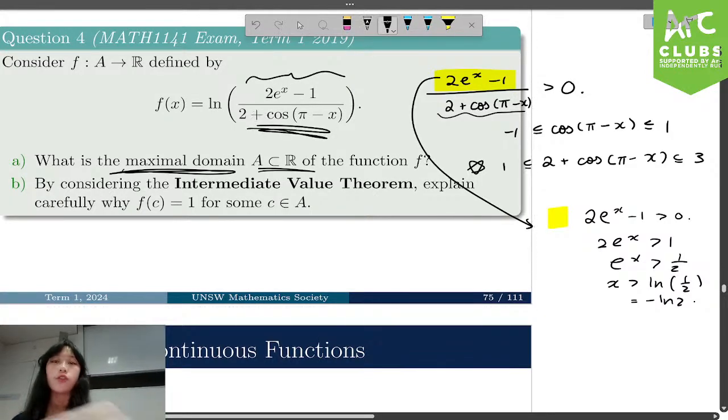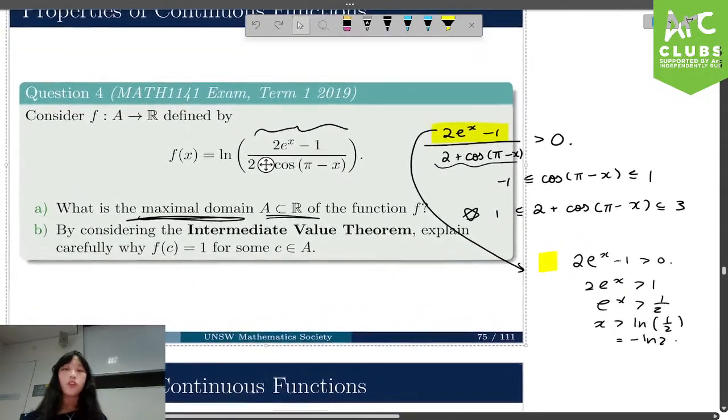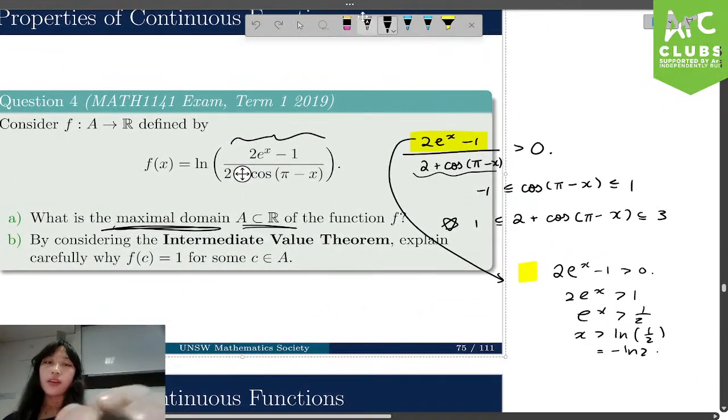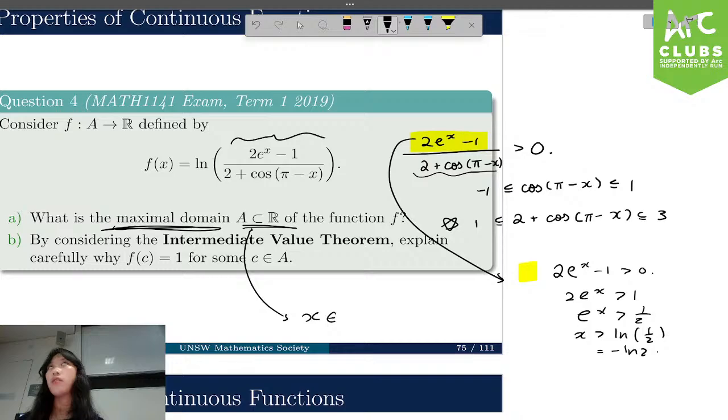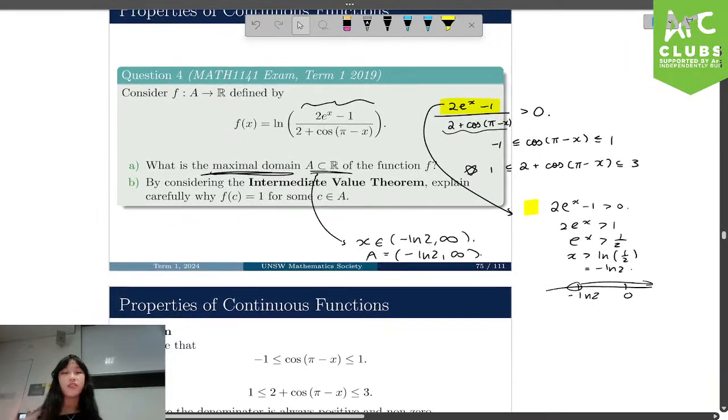It's mainly just making sure that whatever's inside the log function is positive. If we want to write our domain in set notation, our domain is x in the interval minus ln2, infinity. Alternatively, you could also write it like this, because A is a set, and this is an interval, which is a set of points.